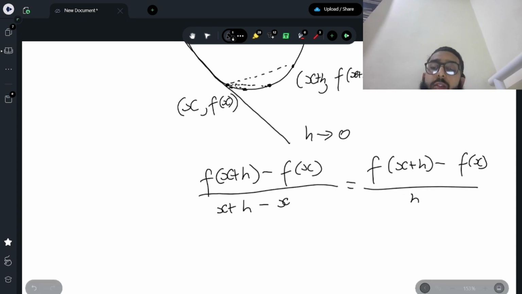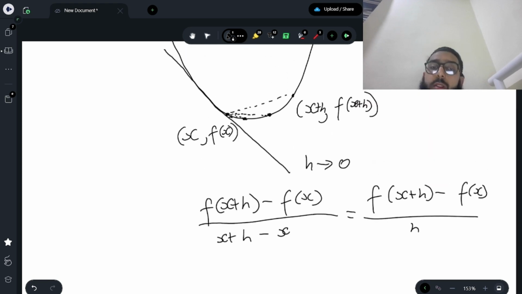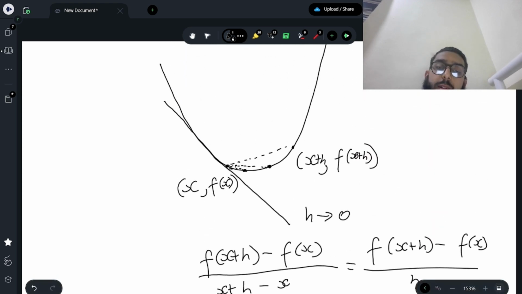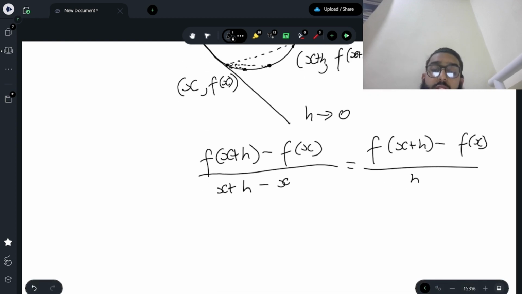And we want this h value to get as small as possible, because as we can see, the smaller it gets, the closer that gradient becomes to the gradient of this tangent, which is the actual gradient.